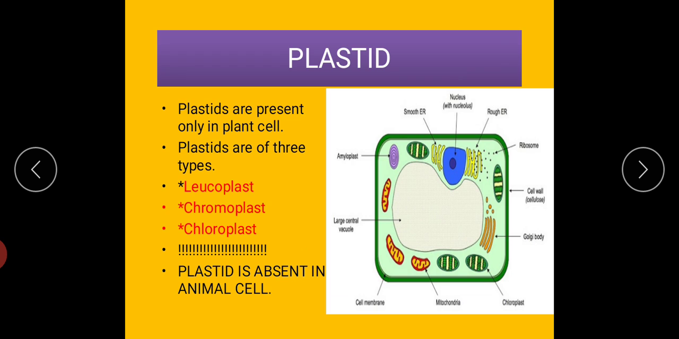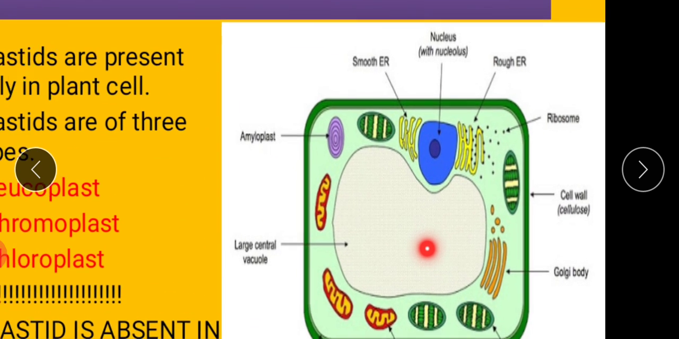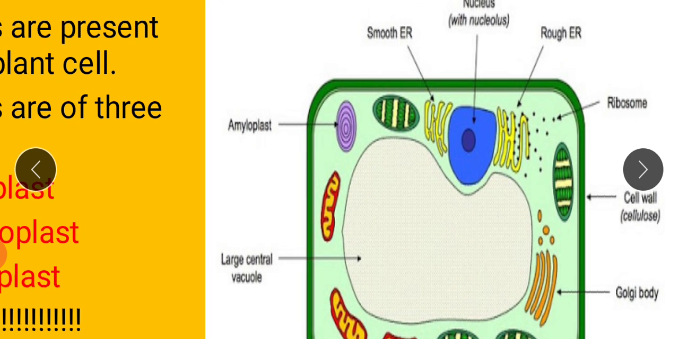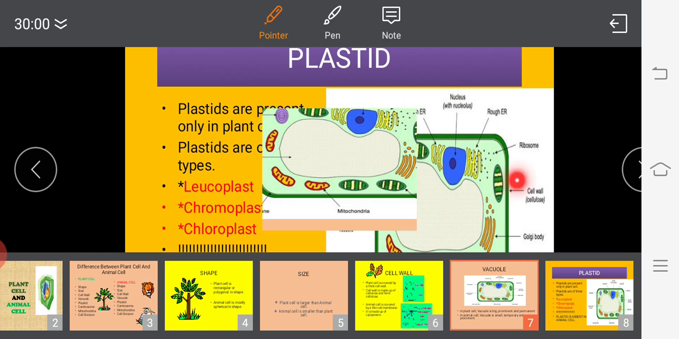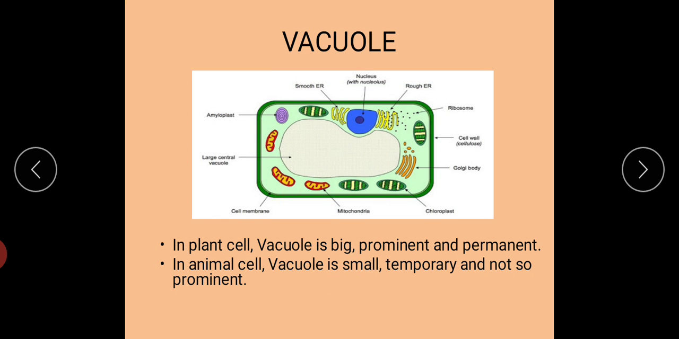Then comes the plastid. Plastids are structures present only in the plant cell. Plastids actually have pigments which impart color to the leaves and to the flowers, right? So here you can see plastids in the plant cell. The most important one is this green one. This is the chloroplast, as we have discussed in the previous video also.